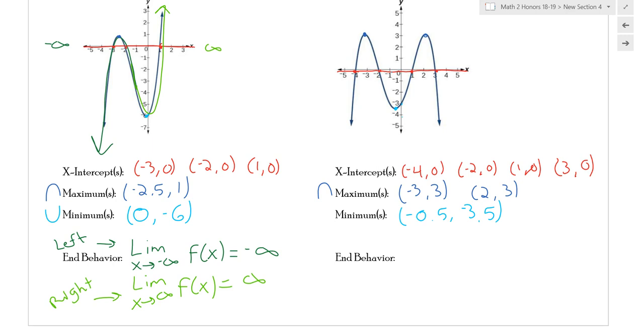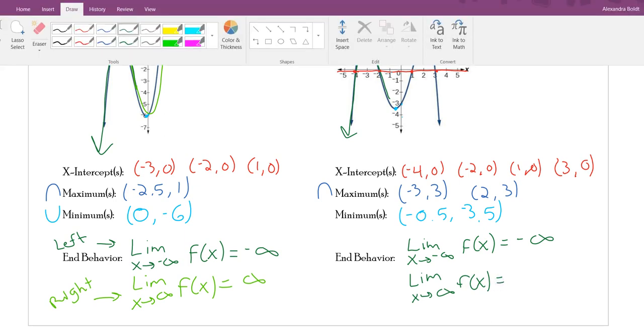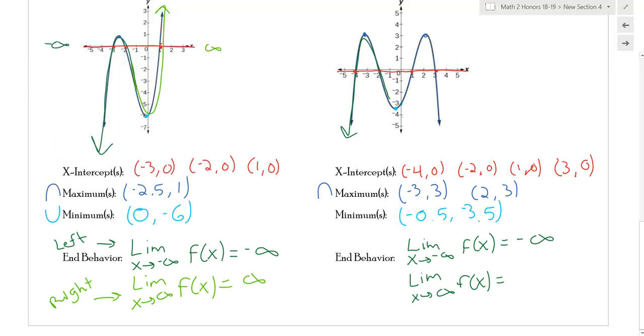And then our end behavior. As I go to the left, it's going down, so towards negative infinity. As I go to the right, I should change the colors. The lighter green equals light green. As I go this way, it's going down towards negative infinity.